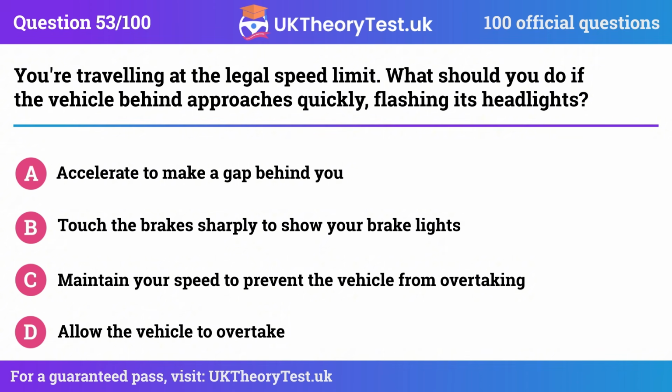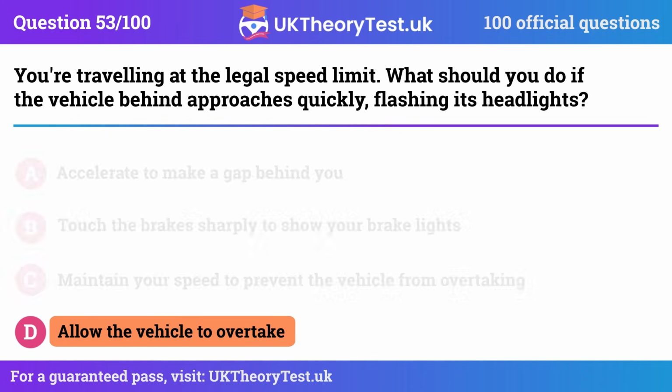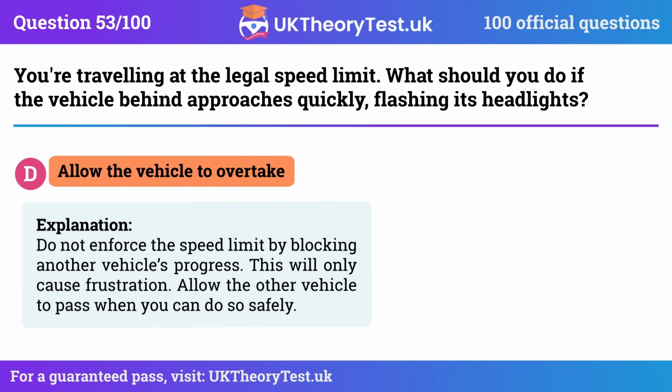The correct answer is D. Allow the vehicle to overtake. Explanation: do not enforce the speed limit by blocking another vehicle's progress. This will only cause frustration. Allow the other vehicle to pass when you can do so safely.